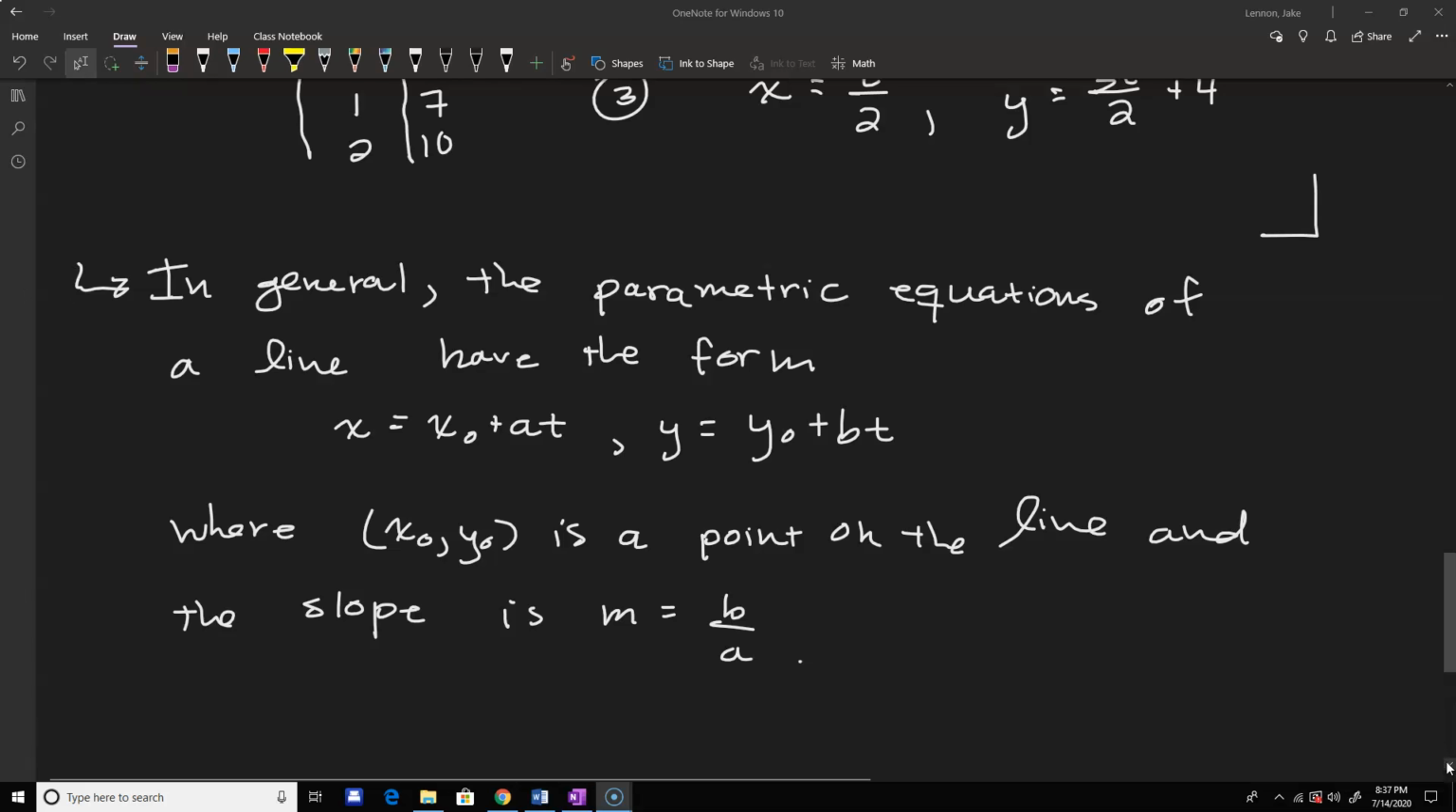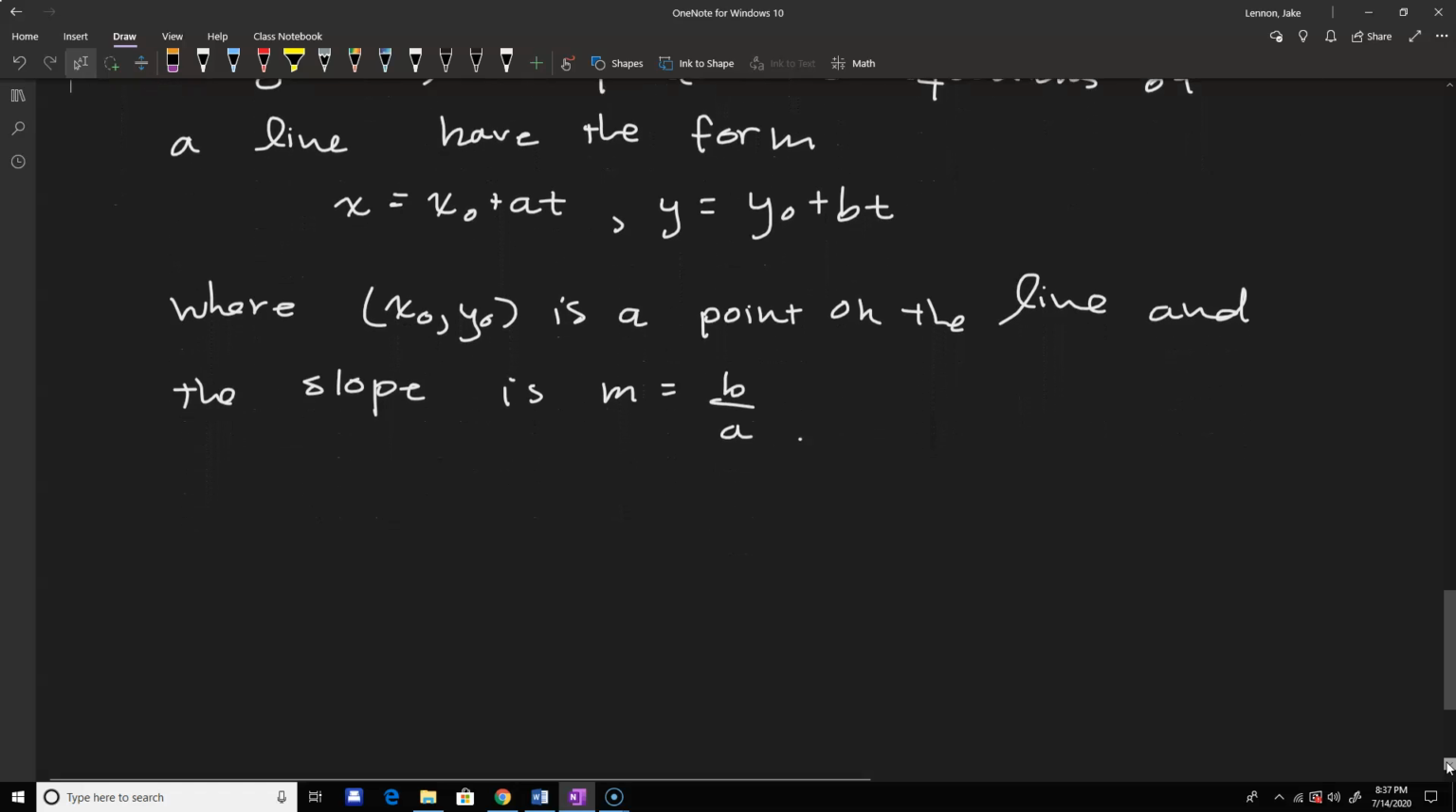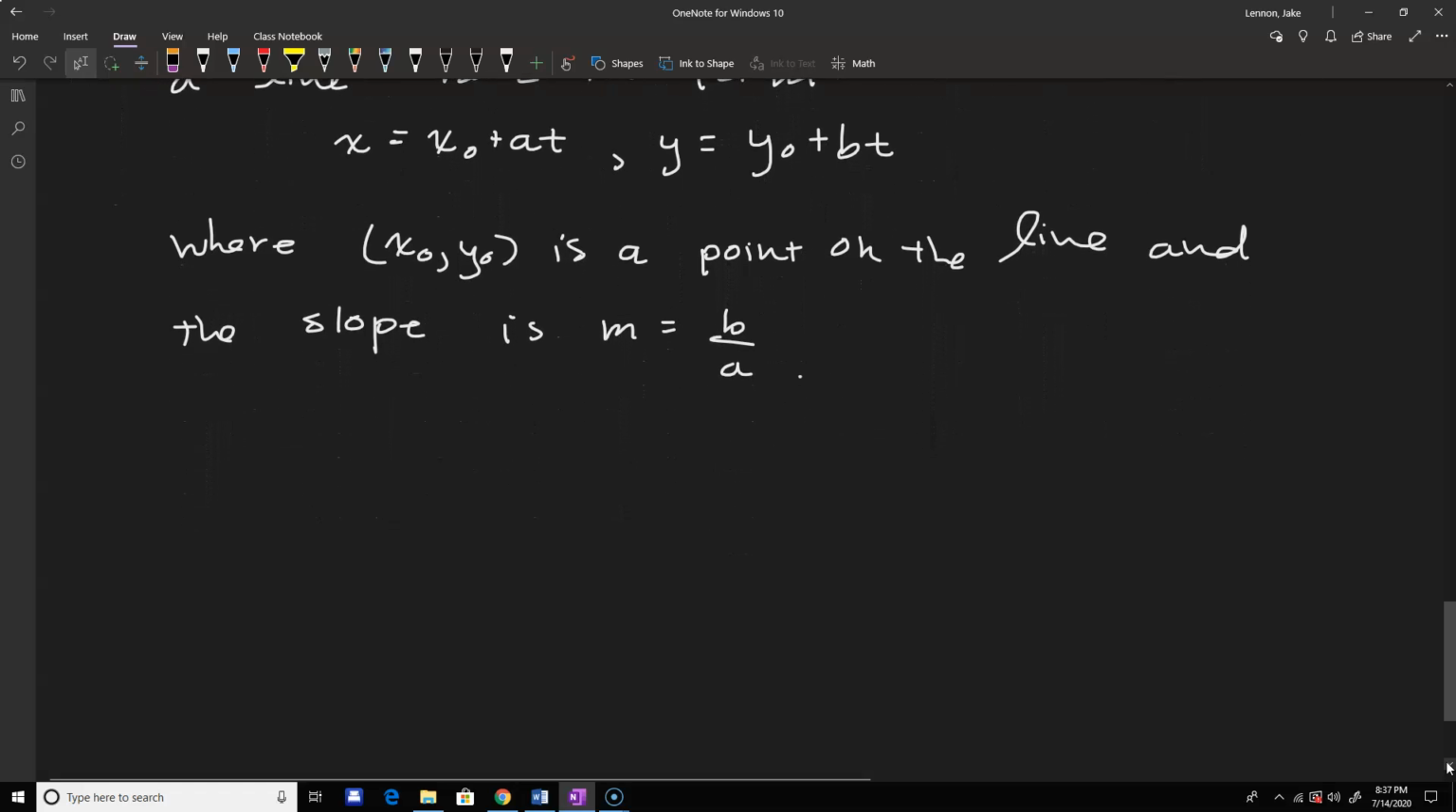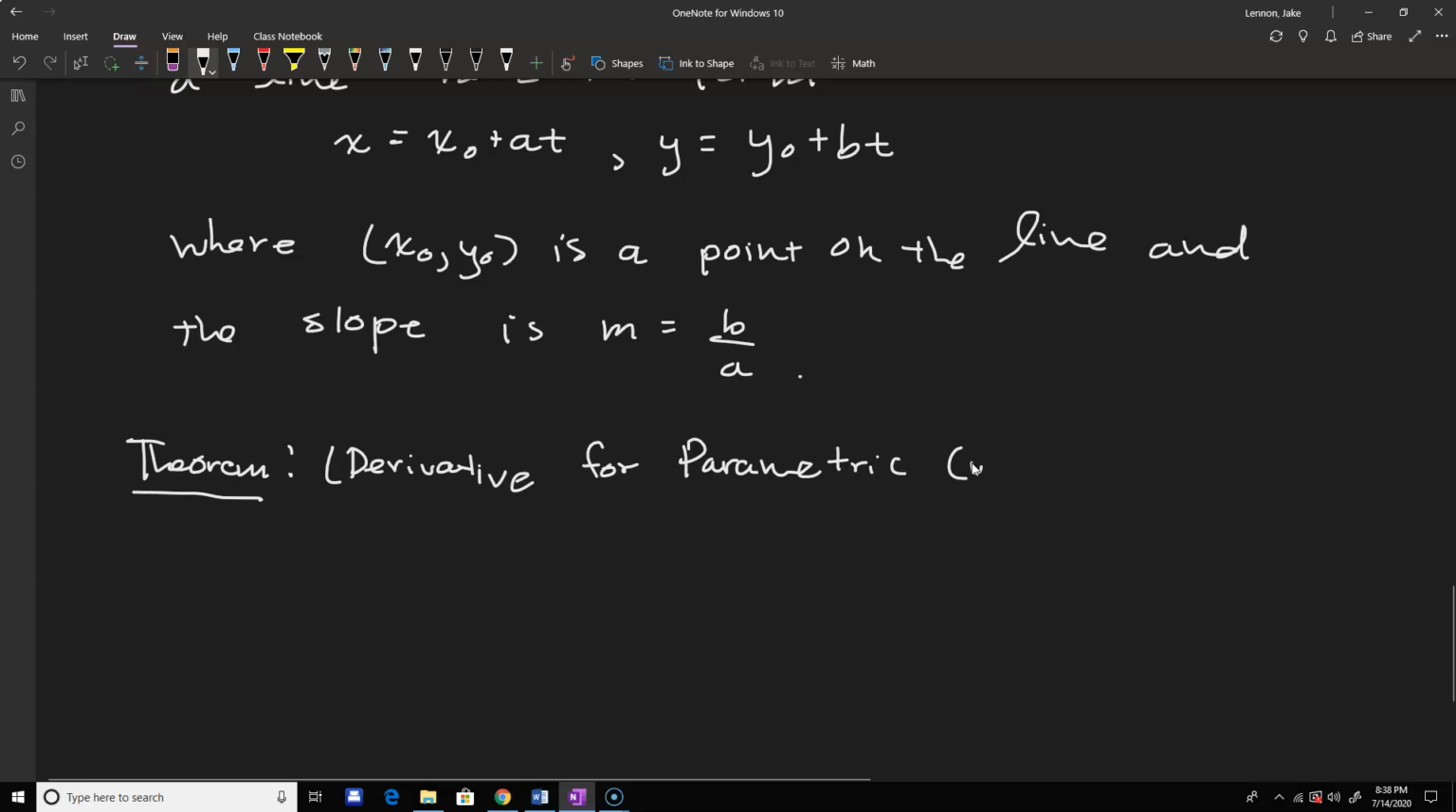One thing we care about is how this relates to some of the concepts we've learned in calculus. Why do we care about parametric curves? You've probably seen them in pre-calculus before, so let's look at a theorem, which is just how we take the derivative of a set of parameterized curves. The derivative for parametric curves is pretty easy and exactly what you would expect.